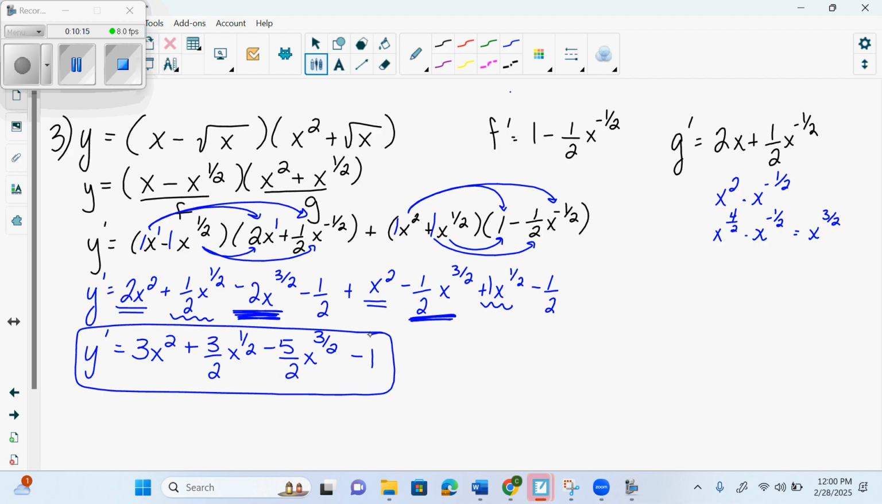Then we have 4. Yep. You can 100% convert it back. We'd have 3x to the half plus 3 root x over 2 minus 5 root x cubed over 2.